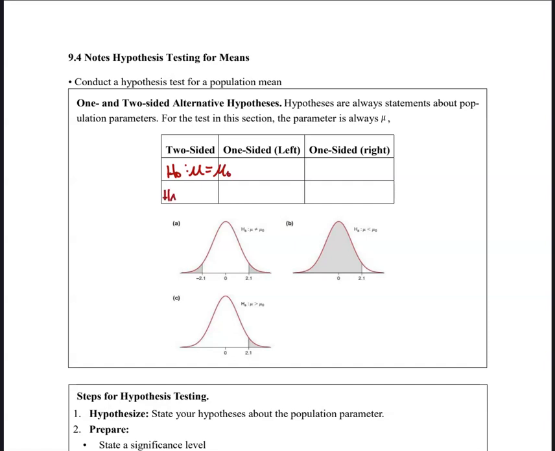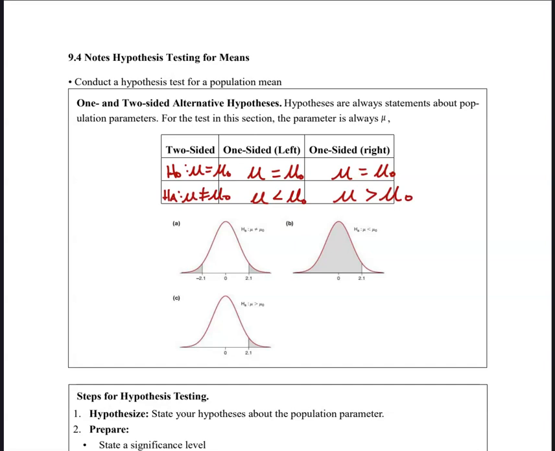And then if it's a two-sided test, my alternative is going to be mu does not equal whatever number I'm comparing it to. If it's one-sided, if it's the null hypothesis, that's going to be equal to, right? That would be the same for all of them. The alternative is what would be different. Mu would be less than, and then the right-sided test would be mu is greater than, whatever number I'm comparing it to. So in the pictures you can see below what we're talking about.